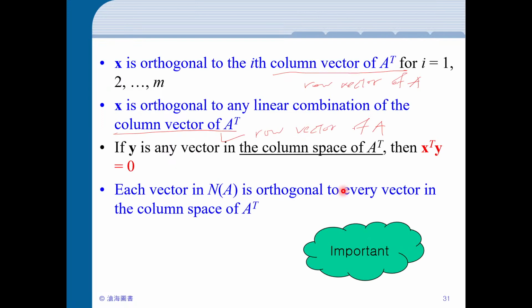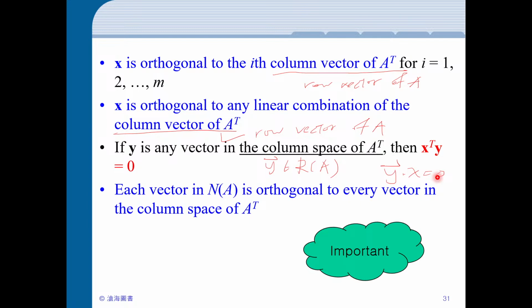So anything Y in the column space of A transpose, but we can just say it's the row space of A. So Y in the row space of A, then, okay, this is actually easier. We have Yx equals 0. Okay, now the notation is a little funny, so we should say this: Y is a row vector. So Y in the row space of A, then Y has inner product with x equal to 0. Okay.